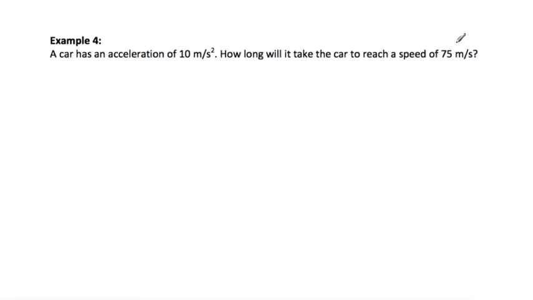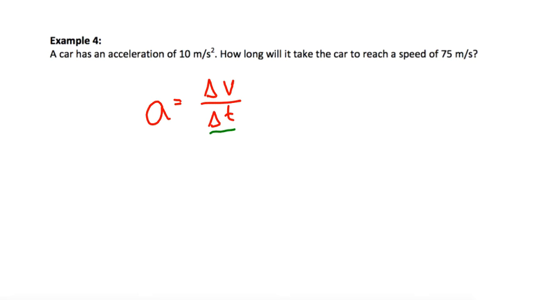I know acceleration. I know its final velocity. I'm assuming this car started from rest, so I also know the change in velocity. So the easiest equation to use for this one will be our original equation, delta V divided by delta T. Givens in this problem: I know acceleration is 10 meters per second squared. I also know that the change in velocity will be 75 meters per second. I don't know what delta T will be.